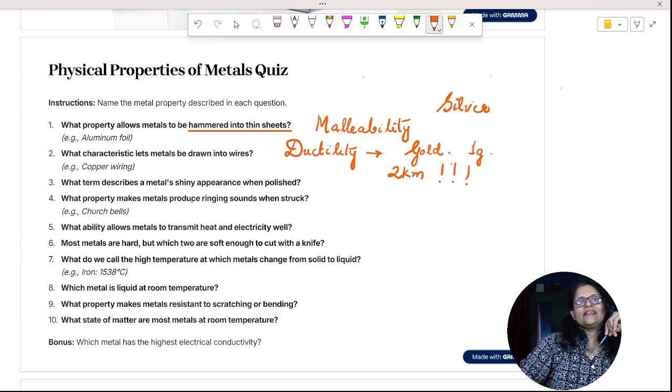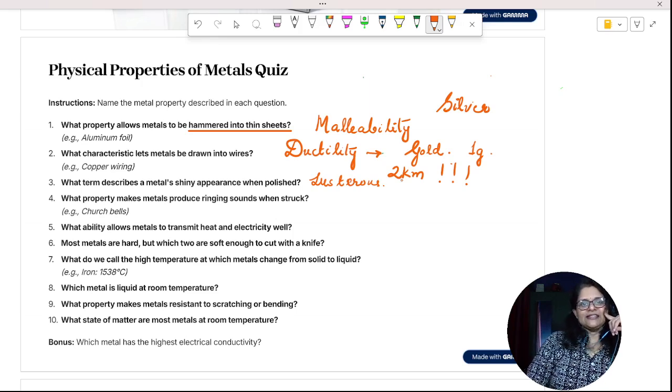Yes. Which one is that? What is that property called? Described as lustre or lustrous, you say. Okay. Metals have a shiny appearance. We all know about that. Can you name me a non-metal which has a shiny appearance?